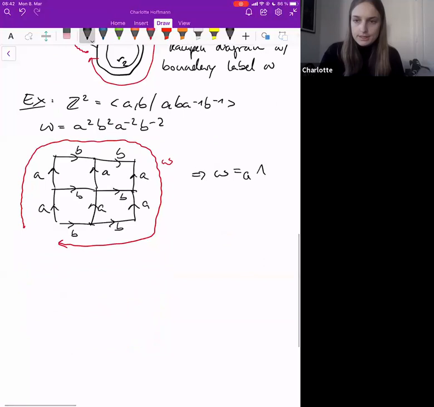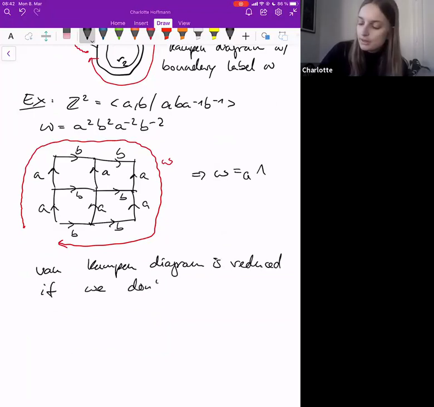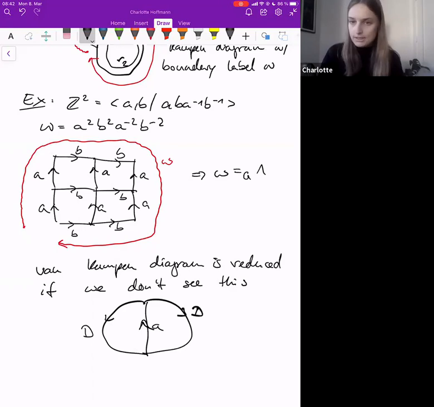Okay, another thing that I need is the notion of a reduced Van Kampen diagram. So I say that the Van Kampen diagram is reduced if we don't see something like this. We have here an edge labeled by some word A, and then two faces that are labeled by D, and also D in this direction. So here the boundary would read D times D to the minus 1. So this is something that we don't want in a reduced Van Kampen diagram. Okay, but this here is fine. So this is an example of a reduced Van Kampen diagram.